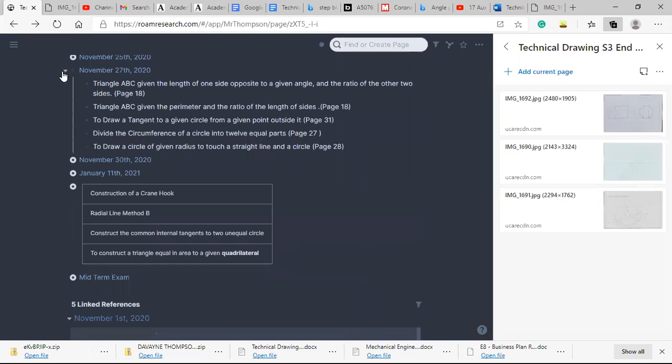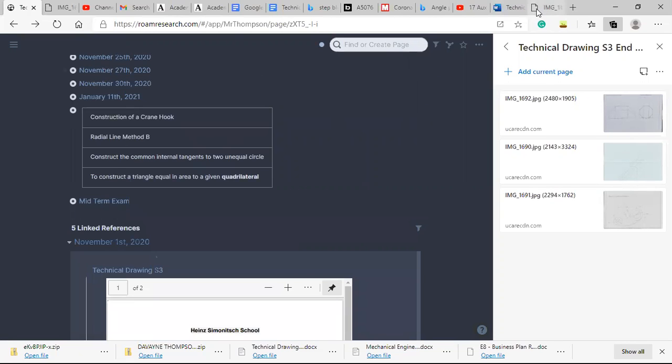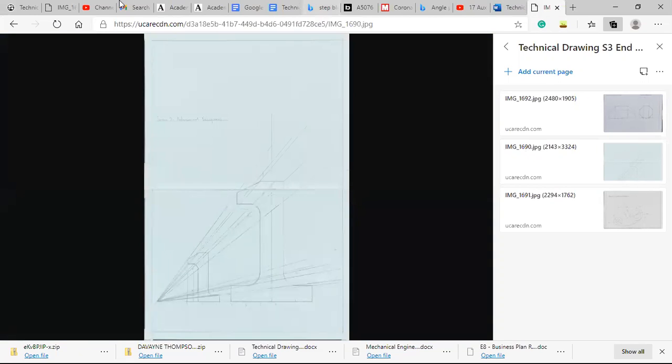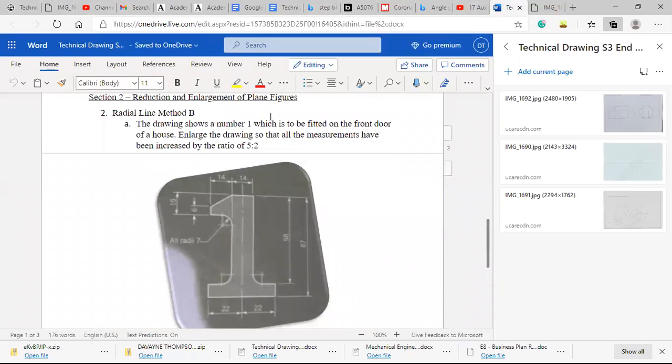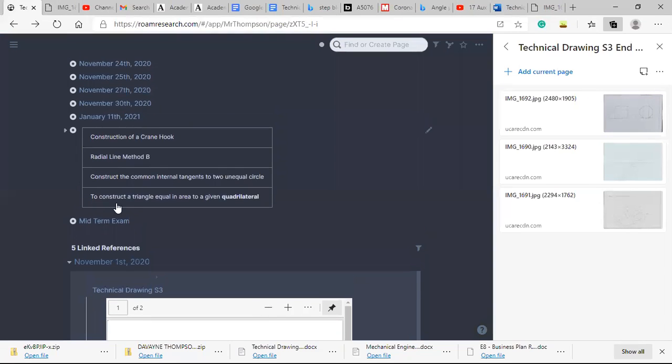All right? Firstly, what was the first step in the question? Let's go back to the question. The question says, the drawing shows a number 1, which is to be fitted on the door of a house. Enlarge the drawing so that all the measurements have been increased by the ratio of 5 to 2. Okay? Enlarge it. So let's look at it now.